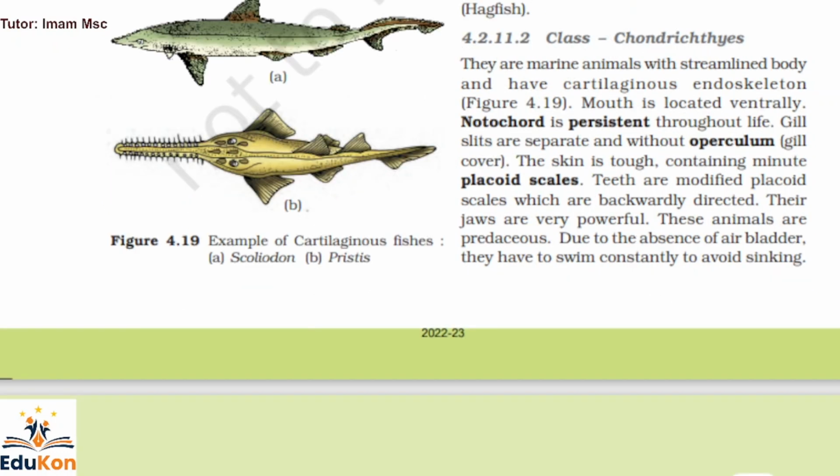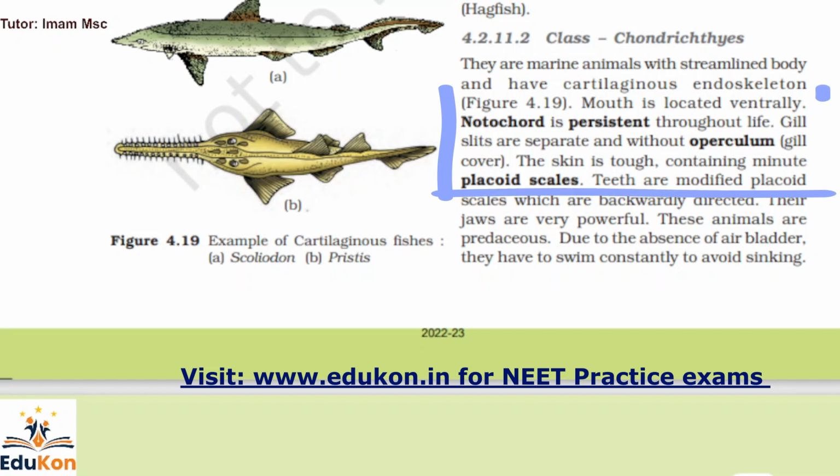Coming to class Chondrichthyes, they are marine animals with a streamlined body and have a cartilaginous endoskeleton. Mouth is located ventrally. Notochord is persistent throughout the life of the organism. Gill slits are separate and without operculum, that is, gill cover. Okay, operculum means a gill cover. So they are marine animals with a streamlined body. Mouth is present on the ventral side of the animal. The skin is tough, containing minute placoid scales.